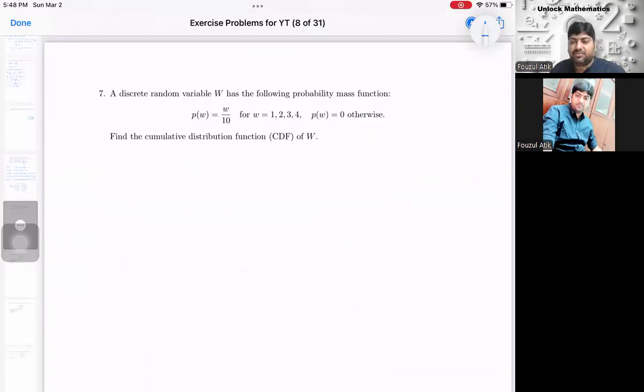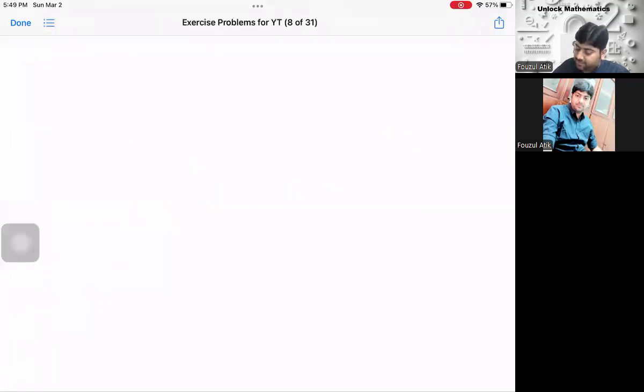Let me just give you a hint. You can check, mostly for this function, the answer will be this one. So you can check whether you are getting this value or not. It is 0 whenever W is less than 1. It is 1 by 10 whenever 1.